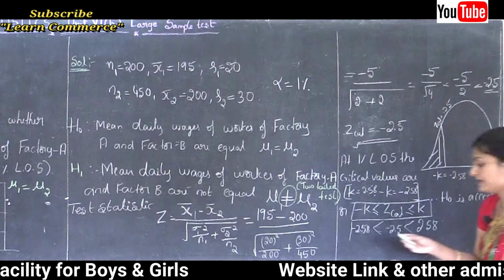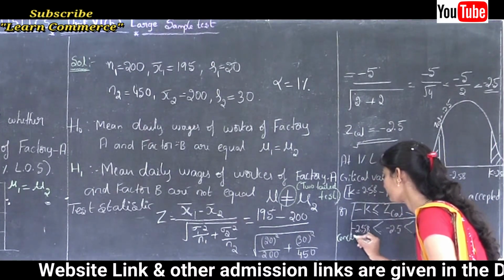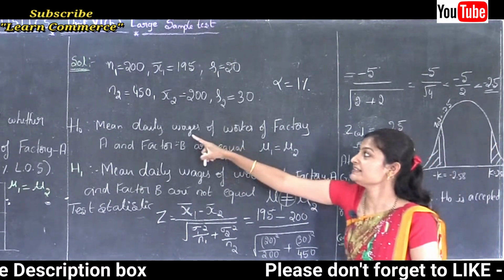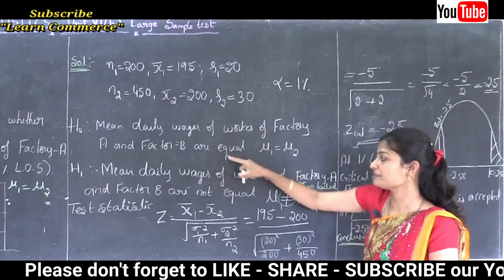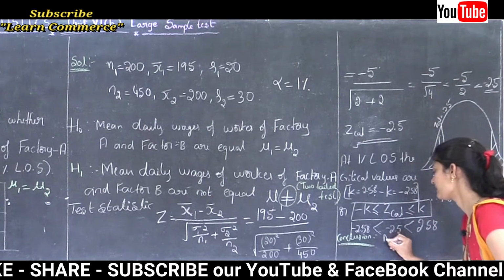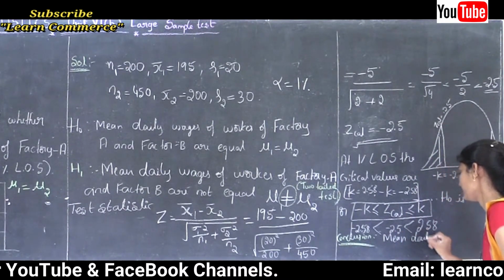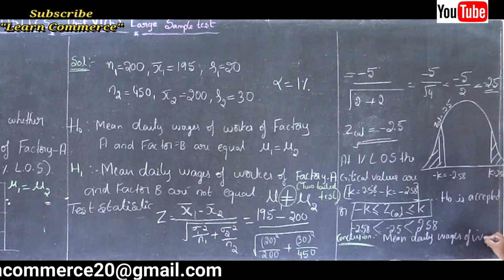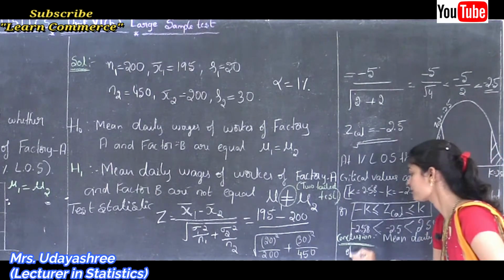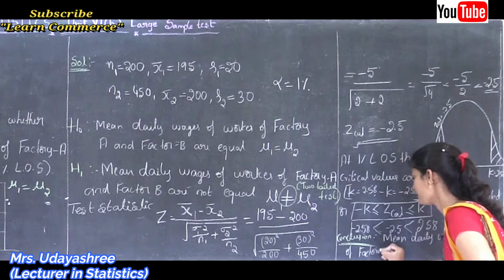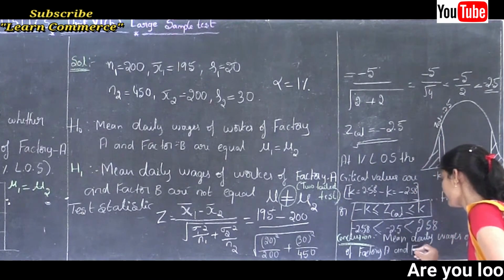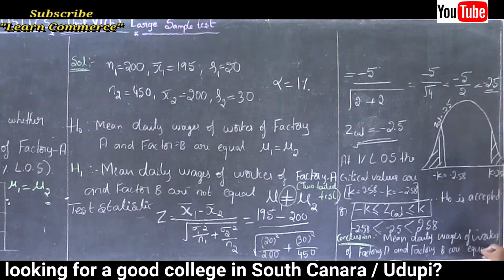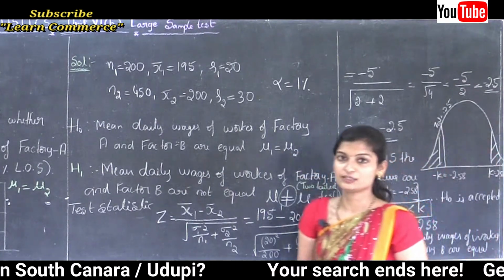If H naught is accepted, then the conclusion is: mean daily wages of workers of factory A and factory B are equal. That is, mu 1 is equal to mu 2.